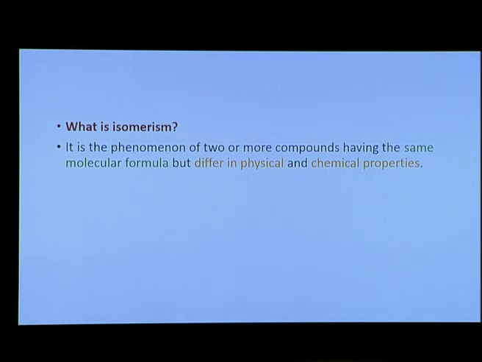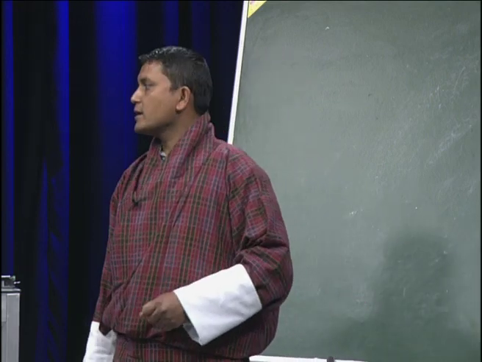Now let's look at what is isomerism. Isomerism is defined as the phenomenon of two or more compounds having the same molecular formula, but they differ in terms of physical properties such as boiling points, melting points, density, solubility, etc., and also their chemical properties, like how they react with other compounds, how they behave in certain conditions, and that leads to formation of new compounds.